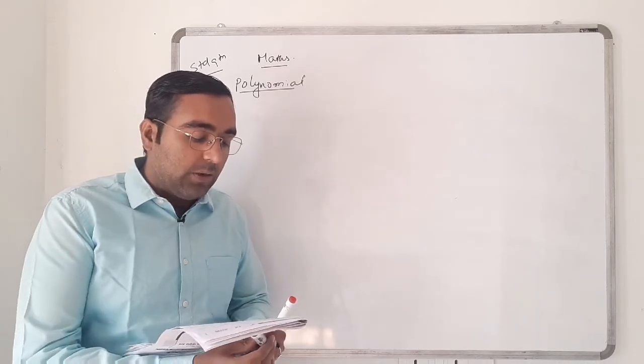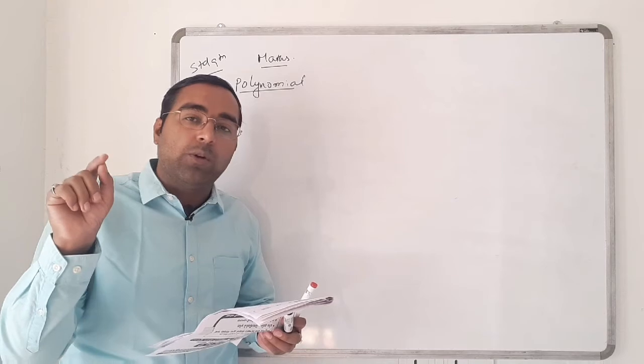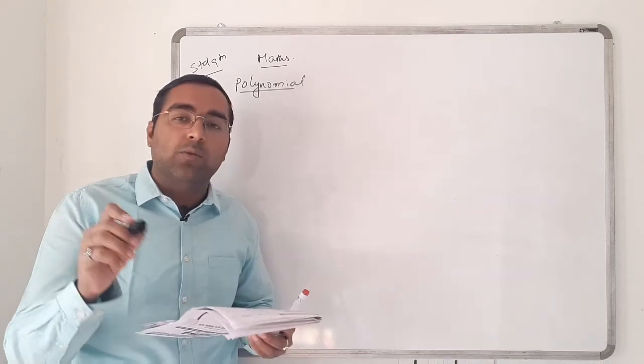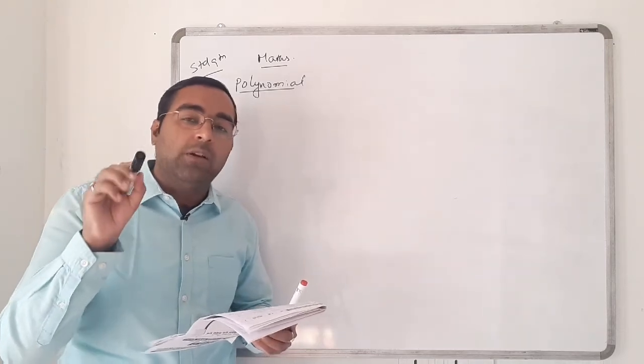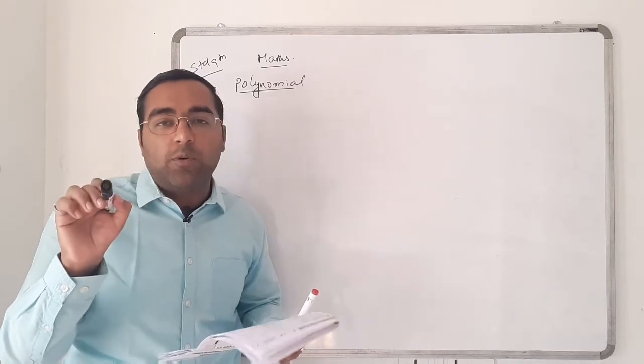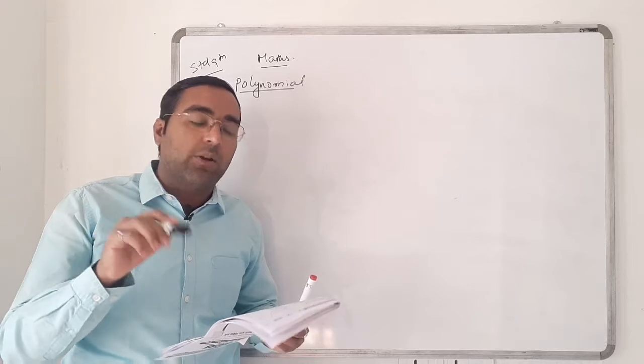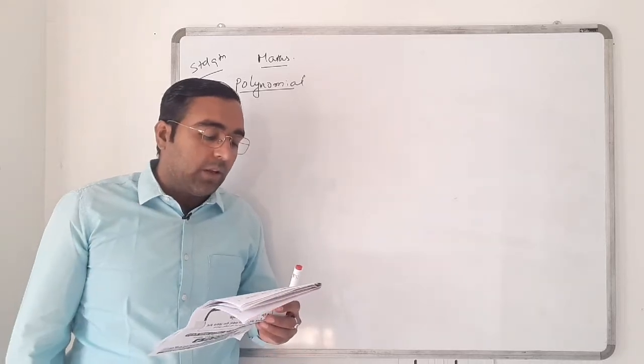Here in option B, x minus 2 root x, the variable is inside a square root, which is not possible in a polynomial. So option B is not a polynomial in x.